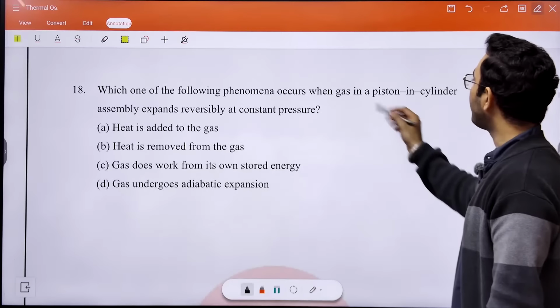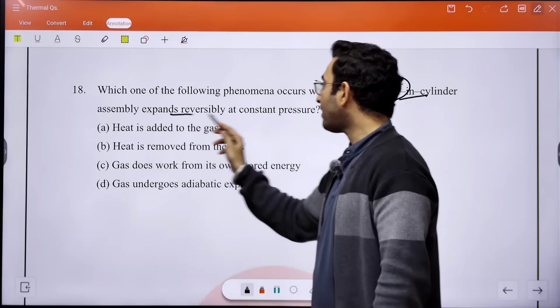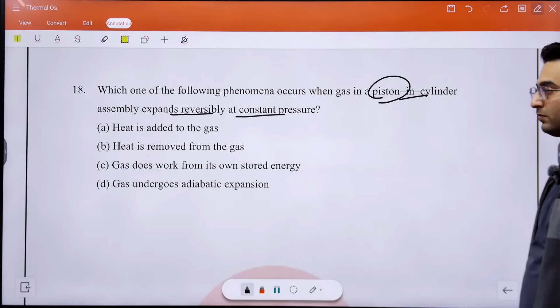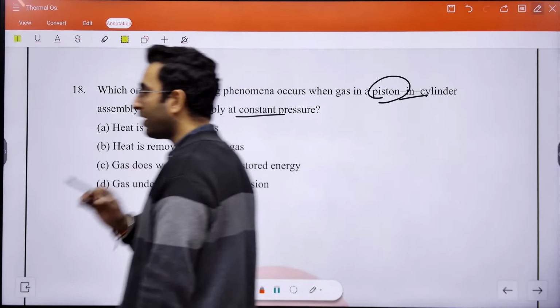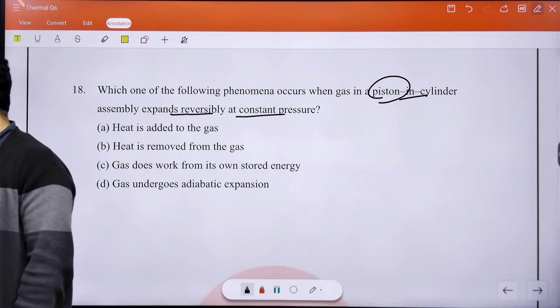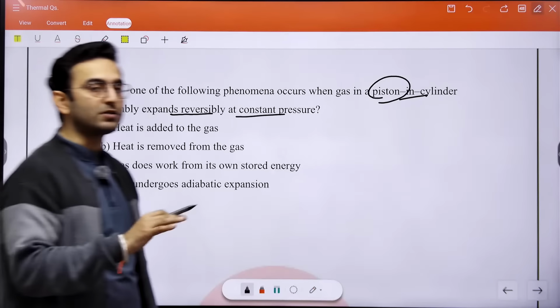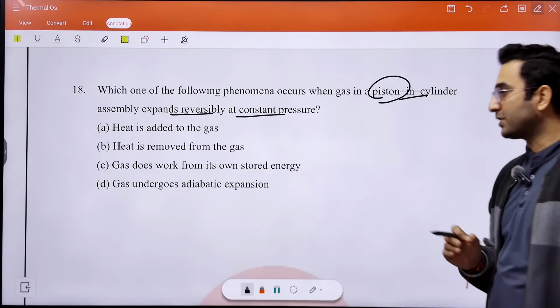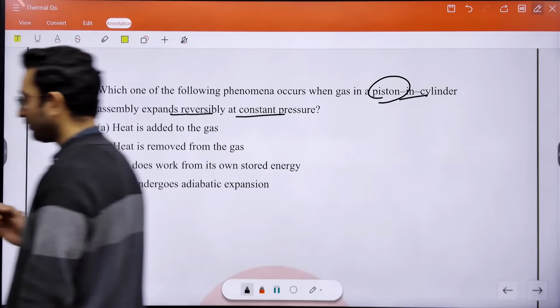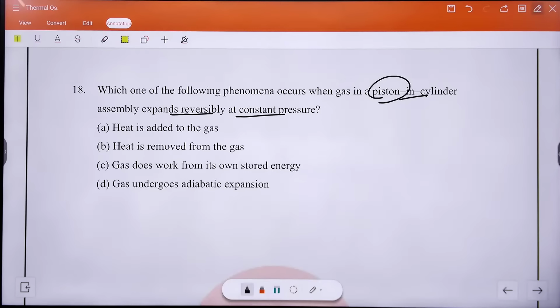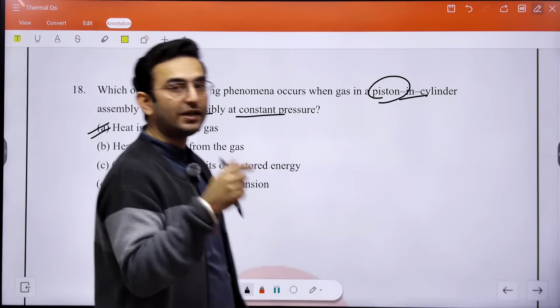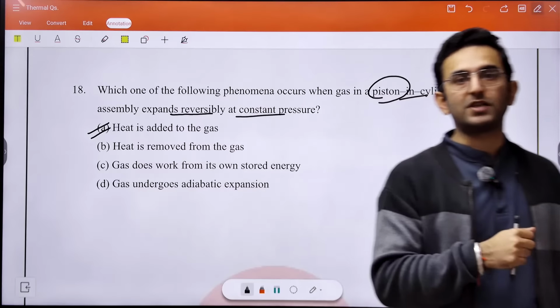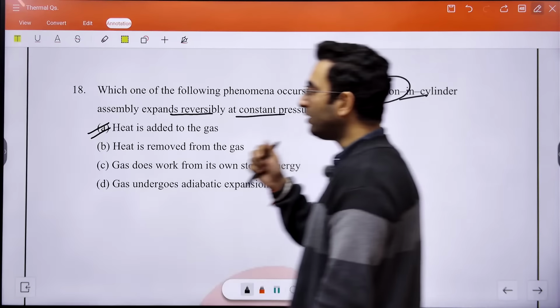Which one of the following phenomena occur when gas in a piston cylinder assembly expands reversibly at a constant pressure? In simple language, it is just saying constant pressure expansion process. Constant pressure expansion is a heat addition or a heat rejection process? Just tell me. Constant pressure expansion is a heat addition process. Okay, heat is added to the gas. Similarly, isothermal expansion process is a heat addition process. That you have to remember. Isothermal compression is a heat rejection process. Okay, so option number A will be the correct answer in this case.